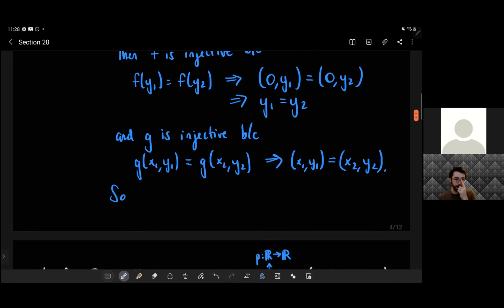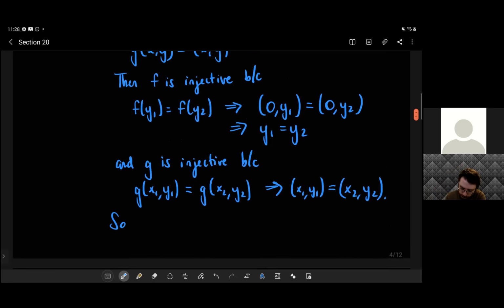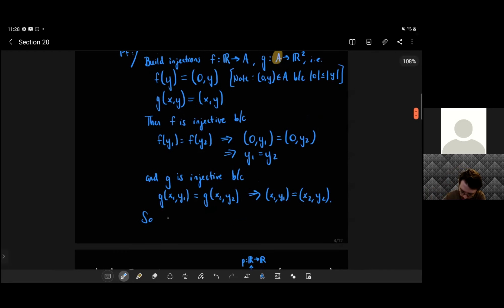So what does this mean? Well, injectivity means your domain has cardinality less than or equal to your codomain. So for F, our domain was R. Our codomain was A. Sorry, I'm used to doing stuff in functional analysis, having norms and stuff. Okay, cardinality of R is less than or equal to cardinality of A. That's from F. Then G goes from A to R² injectively, meaning the cardinality of A is less than or equal to the cardinality of R².